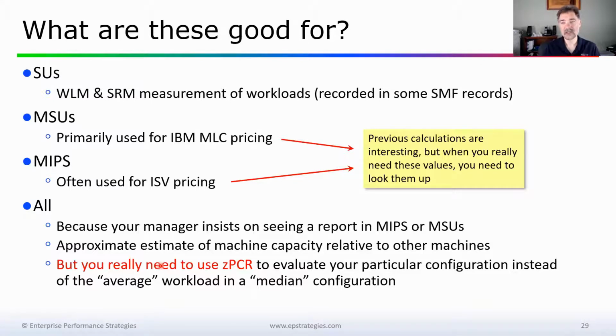relative change is. zPCR is also based on the LSPR numbers, but zPCR takes into account your actual LPAR configurations and basically will skew those LSPR ratios to better match what it expects your particular configuration to behave like.